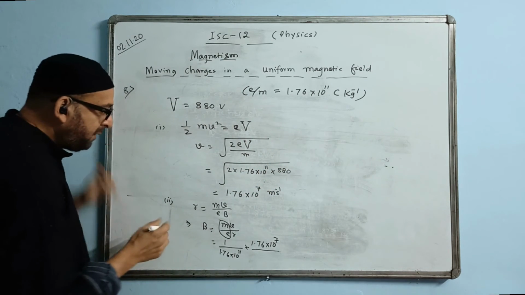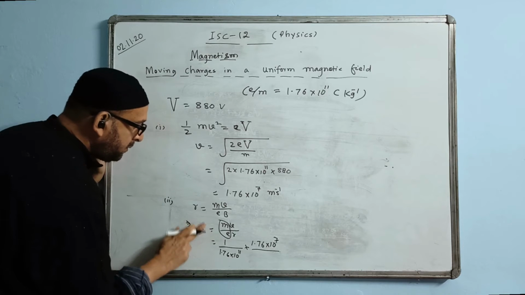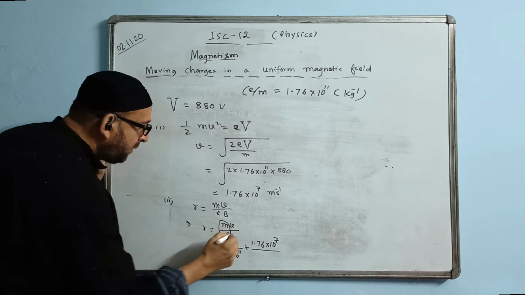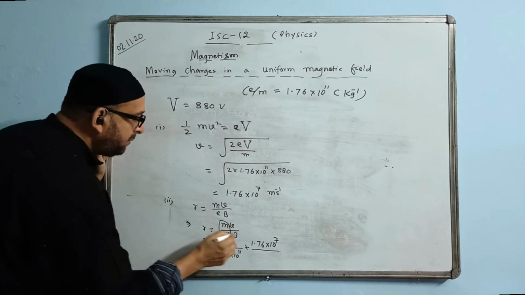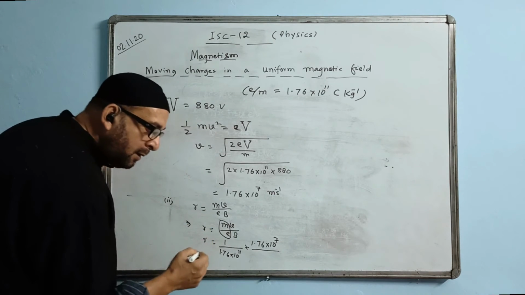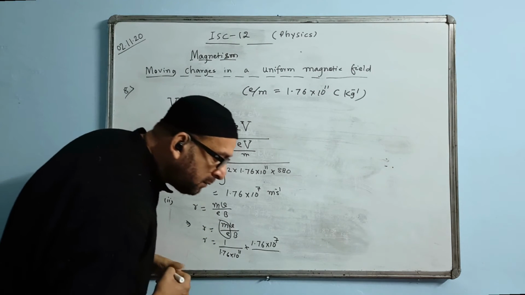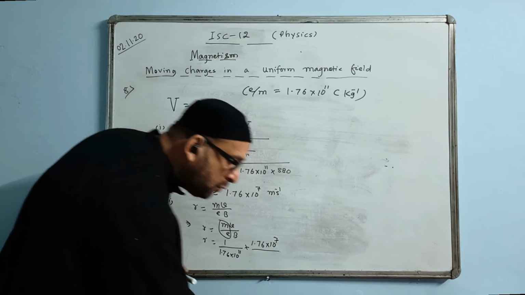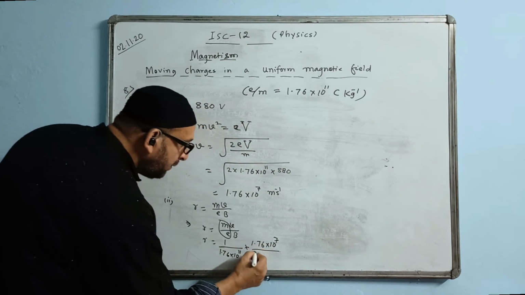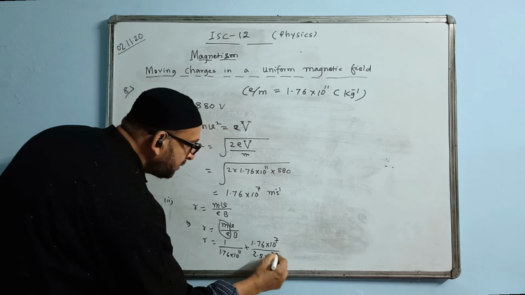Sorry, radius we have to find. That is R over here, B over here. Radius only we are finding. Magnetic field is given in the question. Magnetic flux density is given, 2.5 into 10 to the minus 3. I put the value 2.5 into 10 to the minus 3.